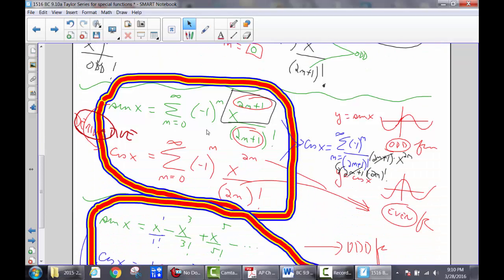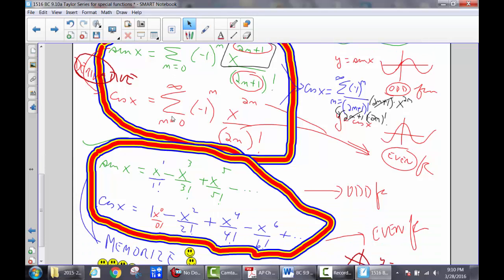Okay, now to get cosine, if you've memorized what sine is, it's pretty easy to get cosine because it's the derivative of sine. So if I take the derivative of x, I get 1. If I take the derivative of x cubed over 3 factorial, I'll get 3 times x squared over 3 factorial, which is x squared over 2 factorial, etc.